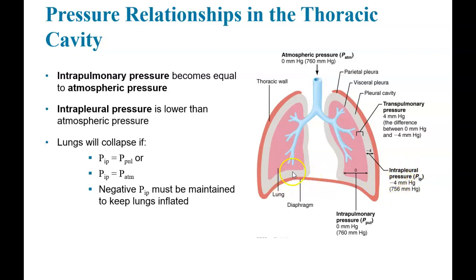These differences in pressure are what help the lungs stay inflated. This intrapleural pressure has to be less for the lungs to be inflated. If this is greater than the intrapulmonary pressure, then the lung is going to collapse. Other things that can contribute to this: if the intrapleural pressure is equal to the intrapulmonary pressure, so if it's the same, it'll collapse, or if the intrapleural pressure is equal to the atmospheric pressure, it'll also collapse. So the intrapleural pressure has to be kept negative to maintain the lungs inflated.